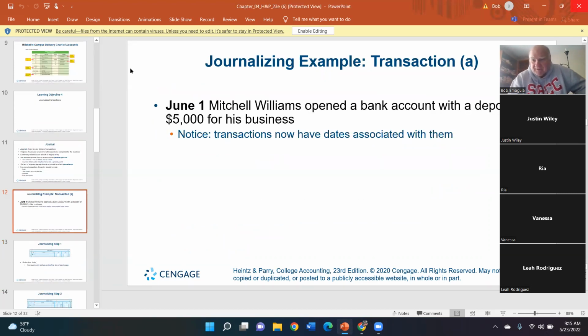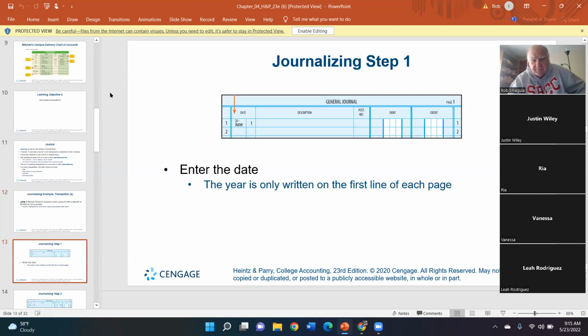Oh, good. We're back to Mitchell again with his transactions. Fortunately, I don't think we have to go through all his transactions for the 3rd time, okay? But anyway, Mitchell opened a bank account with a deposit of $5,000 for his business, right? Transactions now have dates associated with them. That's the first time they're throwing a date on here. Now we know he began his business on June 1st.